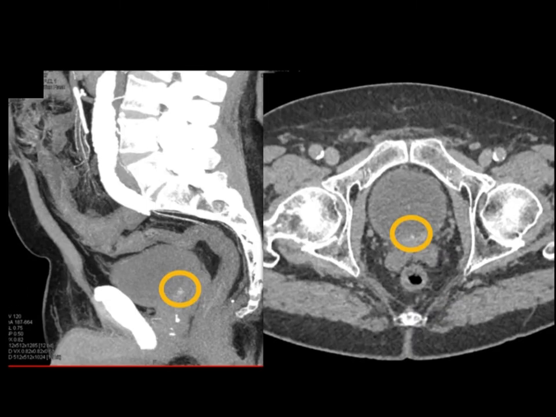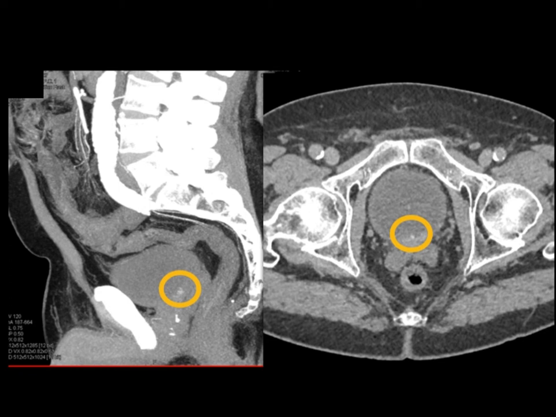And then here it is again, very, very subtle. But our rule is any enhancement of the bladder wall, you have to be suspicious there's tumor. CT is very sensitive for tiny tumors, particularly in a distended bladder, and you have to work the patient up.